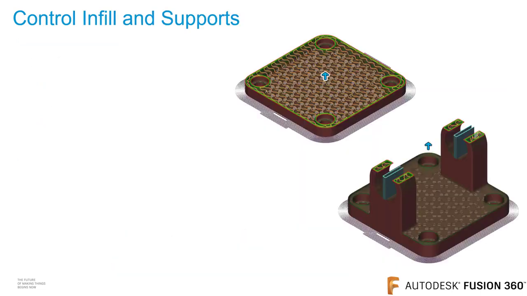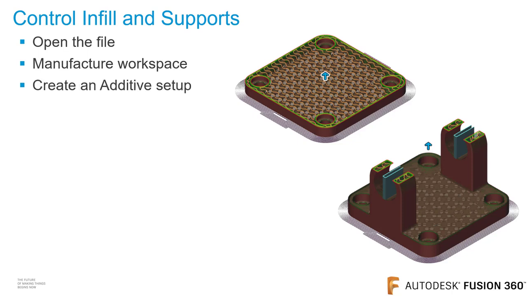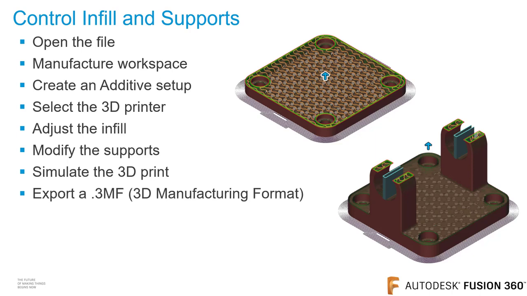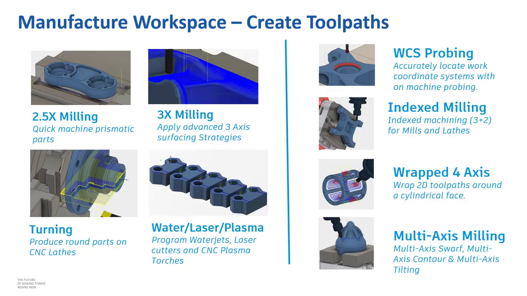If you want to control the infill and supports for the file that will be sent to the 3D printer, open the file and make the Manufacture workspace active. Then you're going to create an additive setup, select the 3D printer, adjust the infill, modify the supports, and simulate the 3D print to make sure everything looks good. And then you can export a .3mf file, which stands for 3D manufacturing format, or you can export a .gcode file. If you need to create toolpaths for a CNC machine, a lathe, or a laser cutter, you can also create these inside of Fusion 360's Manufacture workspace.